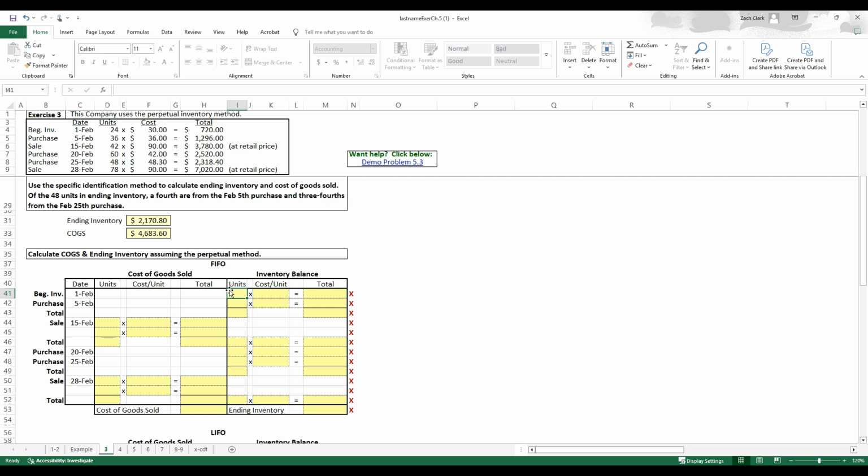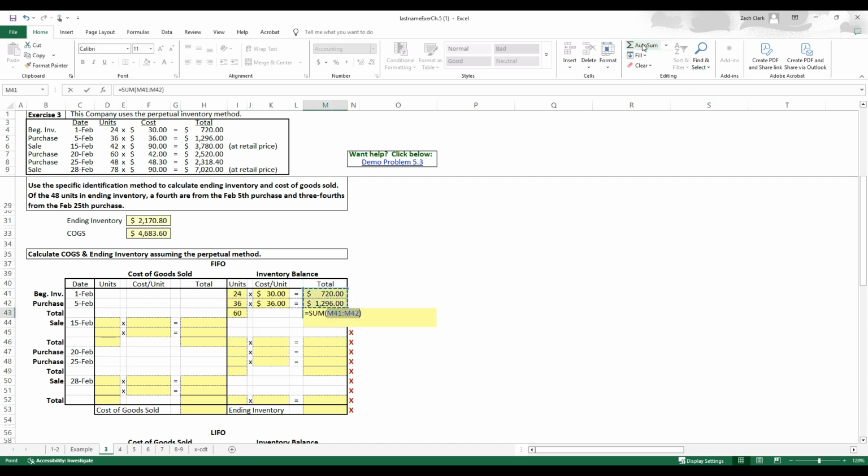So beginning inventory, again, we've just got 24 units at $30 per unit. And we're going to multiply those together. And then we make a purchase. Again, that was 36 units at $36. Same thing, multiply those together.